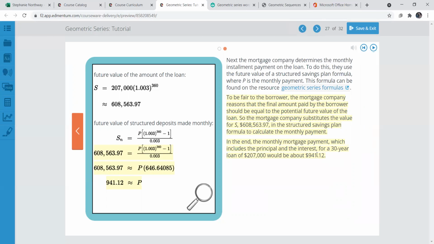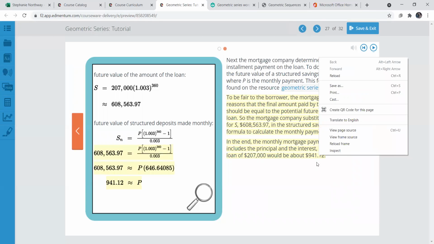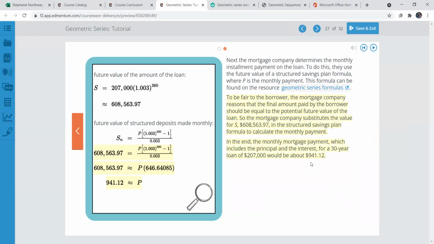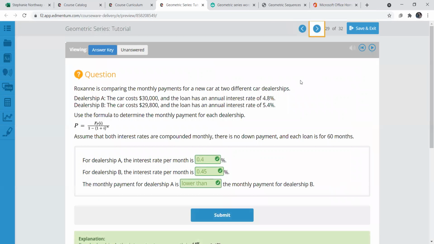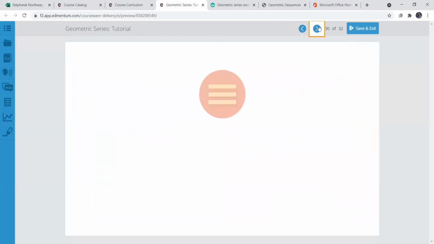Shows you, okay, here's a payment of, we'll go down to the bottom here. The monthly payment for a loan of this 207,000 would be about $941.12 per month. Pretty interesting. And here's some more investments information, questions. I'll let you solve that on your own.